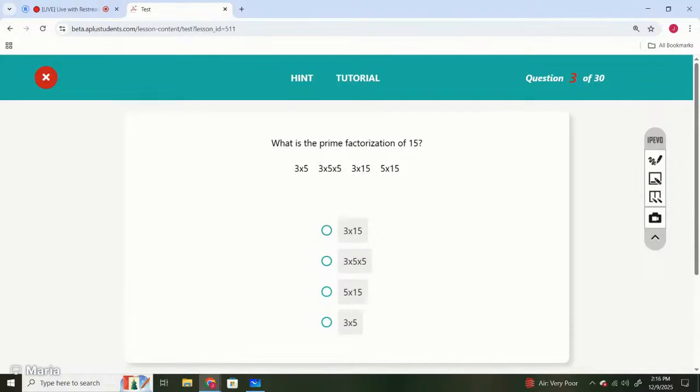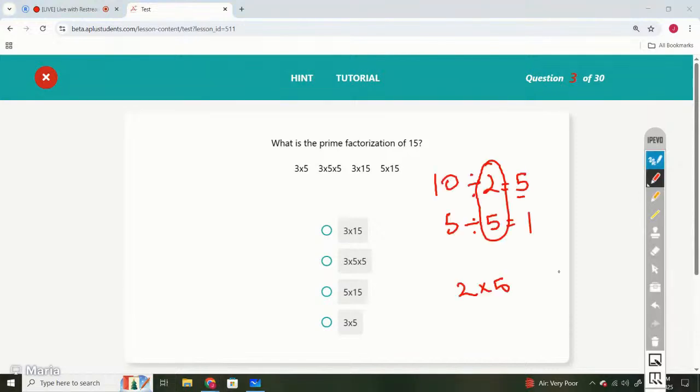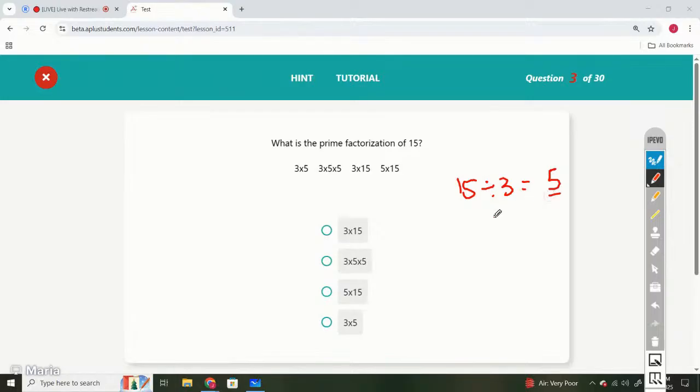What is the prime factorization of 15? We need to write down the prime factors of 15. How do we write the prime factors? We need to divide 15 by the smallest prime number, that is 3. So 15 divided by 3 is 5. Divide the 5 again by the smallest prime number, that is 5. So the prime factors are 3 times 5. The correct option is 3 times 5.